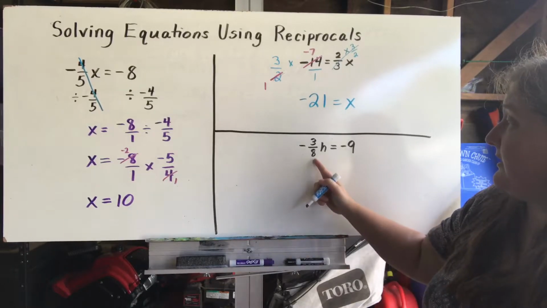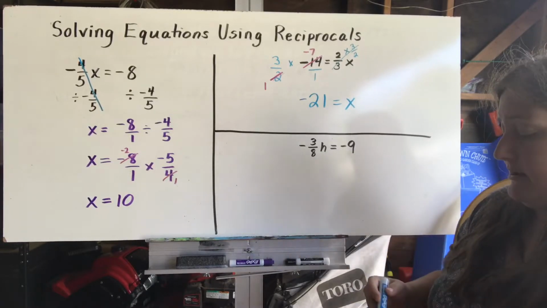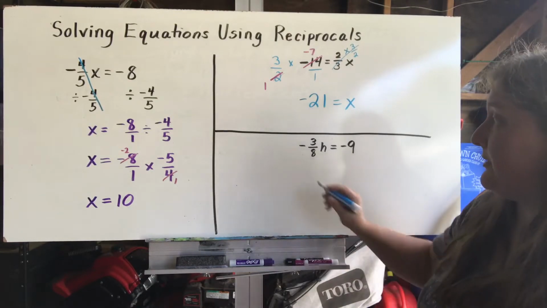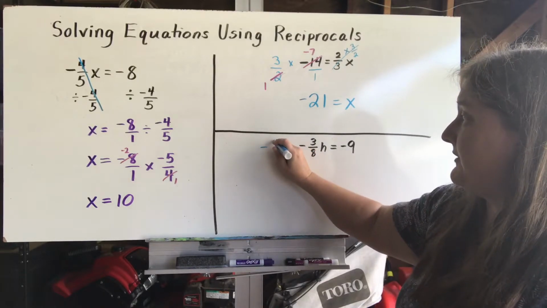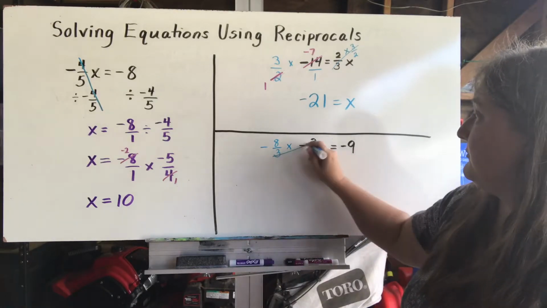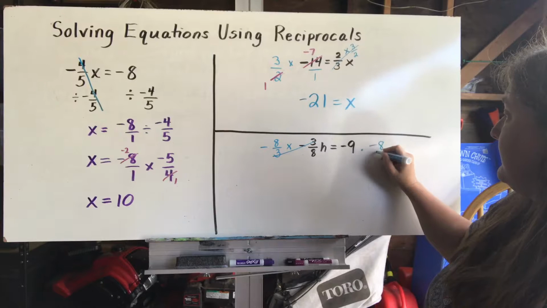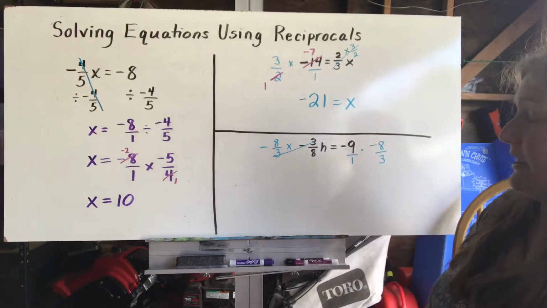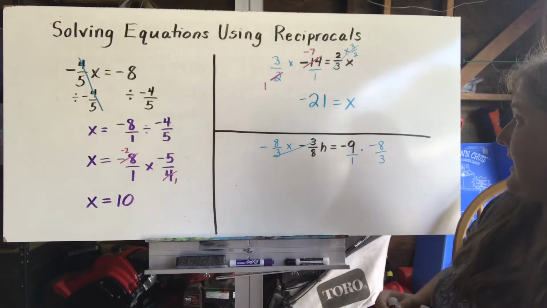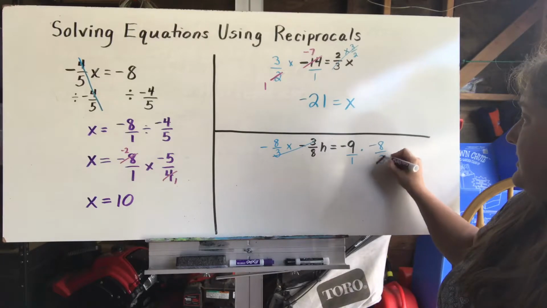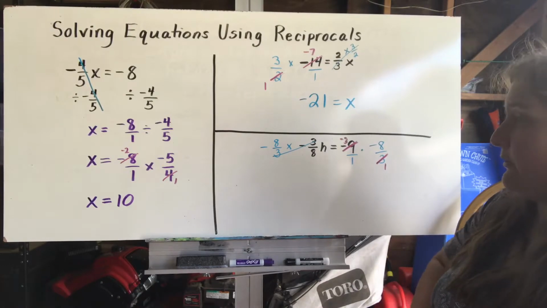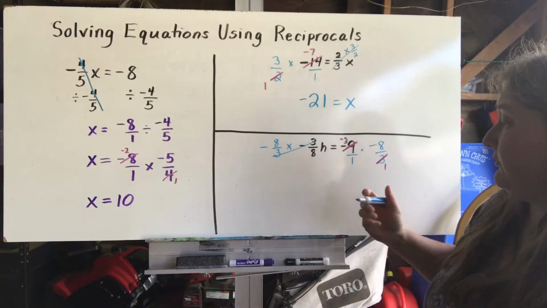Let's try another one. So I have negative 3/8 times h equals negative 9. Well, rather than dividing by negative 3/8, I am going to multiply by the reciprocal. So its reciprocal would be negative 8/3. The numerator and the denominator flip. It's still negative though. So these guys will cancel out, and over here I'm going to multiply by negative 8/3. I'll add a 1 to that negative 9, so it can participate in the problem there. And I see some cross reducing I can do. I can divide by 3 here. And I get h equals 24 over 1, or just h equals 24.